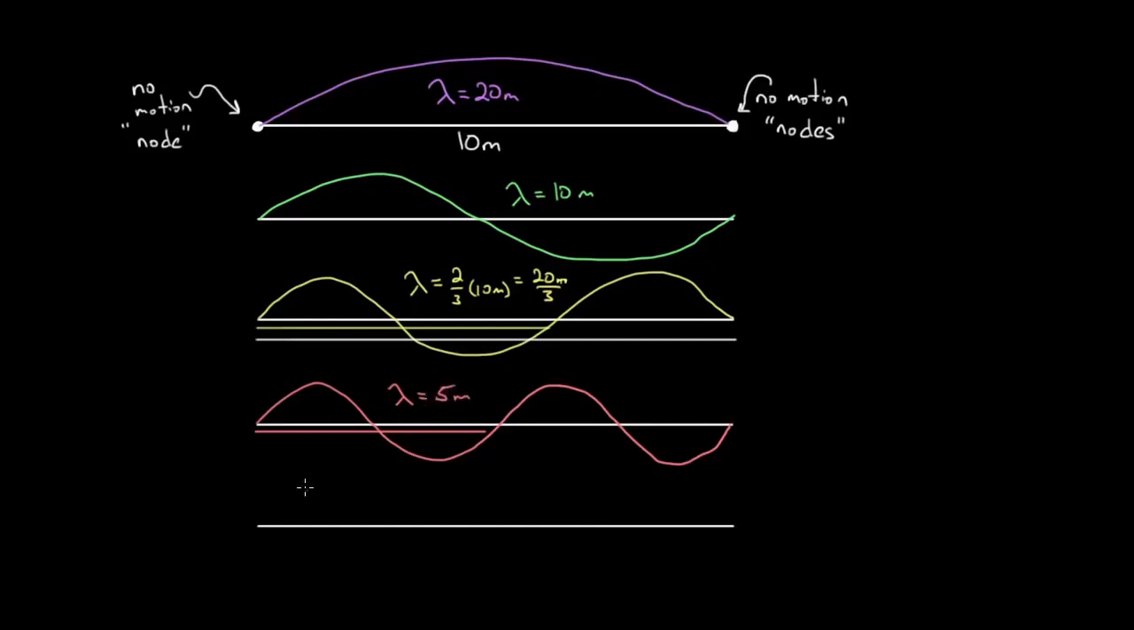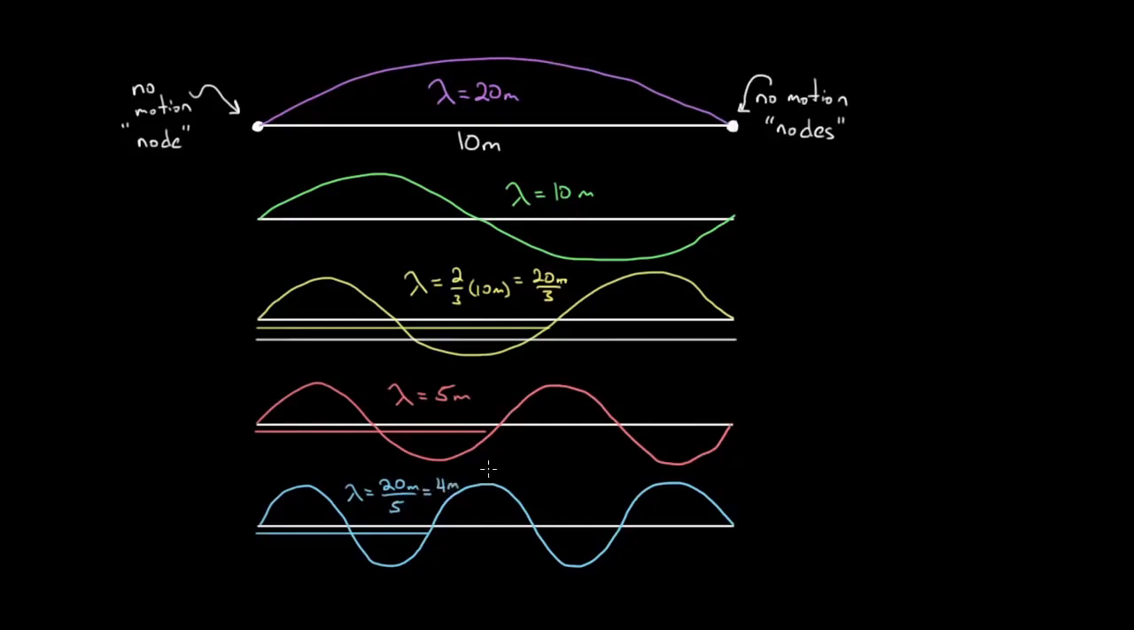And we can keep going. I can draw the fifth harmonic down here, and it would look like this. And you can ask yourself, how big is this wavelength? Well, this wavelength, let's see, 1, 2, 3, 4, 5. I got 5 of these humps in here. So this wavelength is going to be 2/5 of this entire length. So I'm just going to write lambda is 2 times 10, which would be 20 meters. So 2/5 of 10 would be 20 meters over 5, which we could simplify as 4 meters.